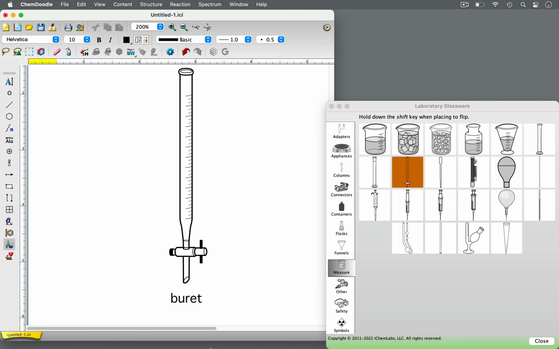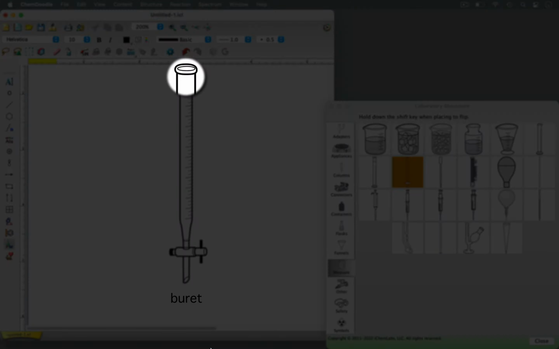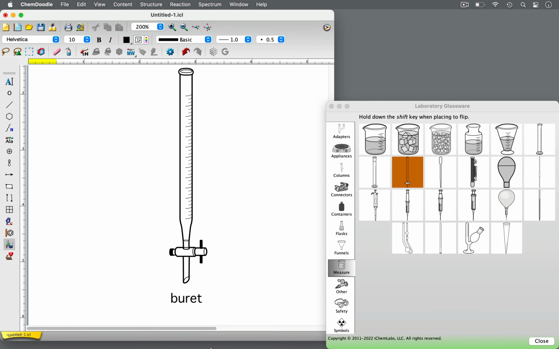A burette is a long glass tube used to deliver specific volumes of liquid, oftentimes in titrations. It is open at the top, coming to a pointed opening at the bottom, and a stopcock just above the bottom. The stopcock can be turned to control the volume of liquid released. Markings along the length of the burette display the contained volume.